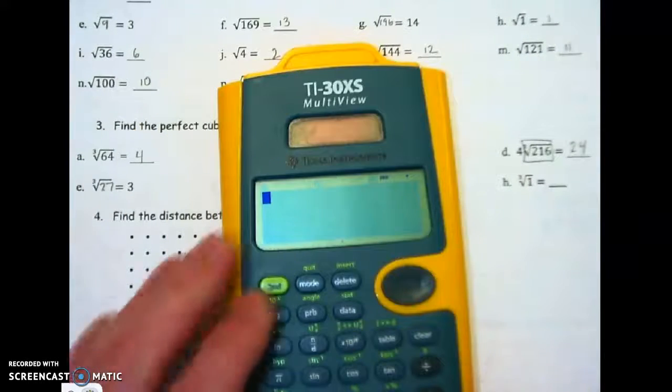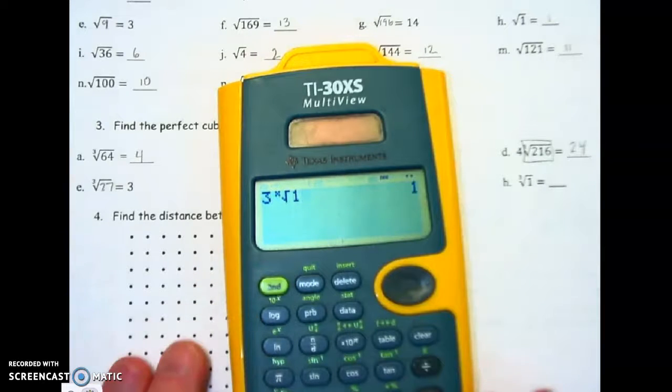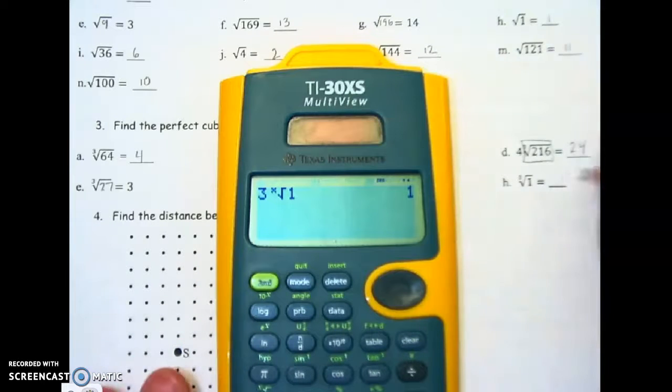And the last one, if we take the cube root, 3, second, up arrow, of 1, that's 1, because 1 times 1 times 1 is 1.